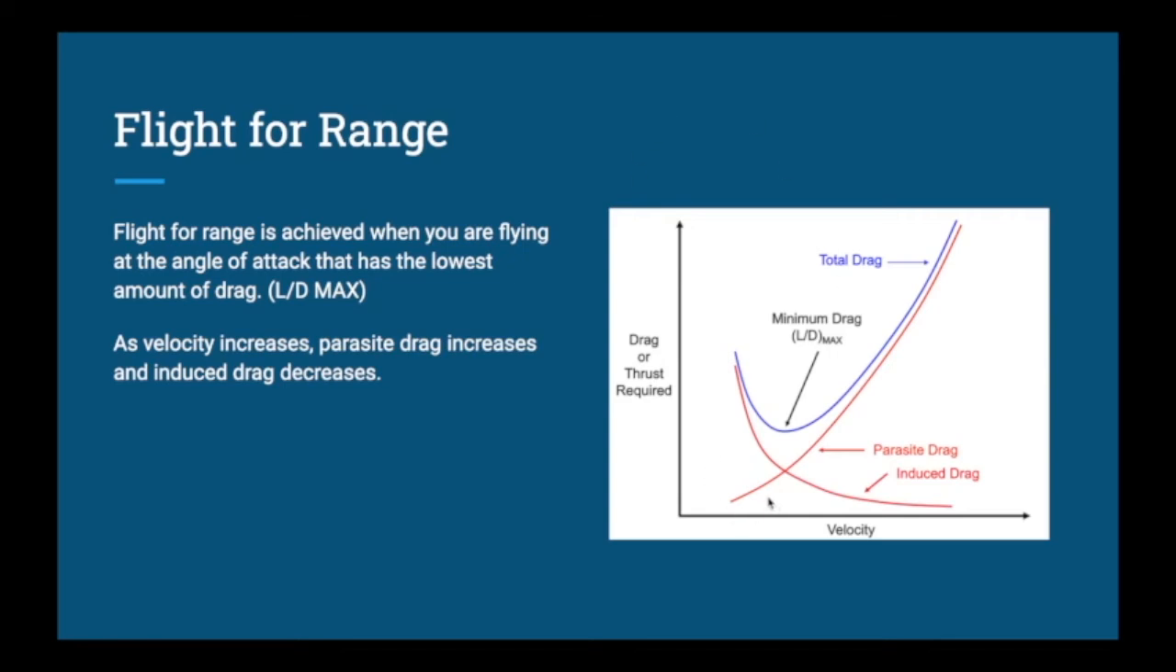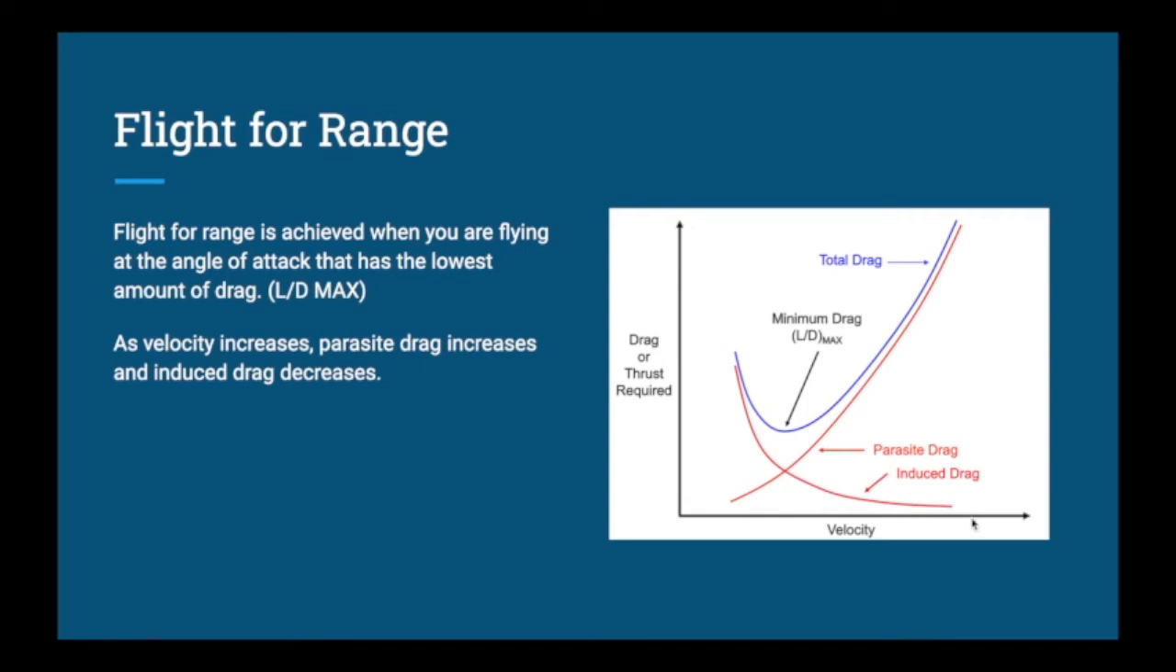If we're looking at our chart here, we have our two red lines of parasite drag and induced drag, which combined together gives us our total drag. So the very bottom of the blue line is where the L over D max is found. So this is the area where we have the least amount of drag.